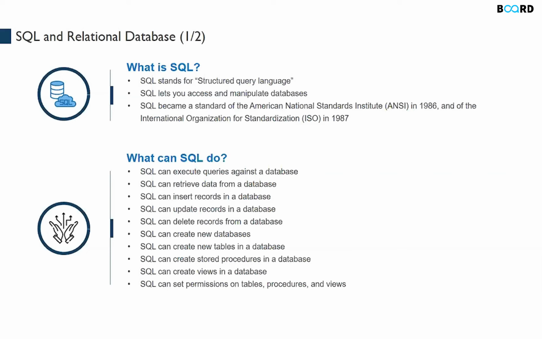And lastly, SQL can set permissions on tables, procedures, and views. So what does it mean? Let's say, for example, you're working for a bank, let's say HDFC Bank, right? Now, HDFC Bank has a lot of customer information, correct? And this information has to be very, very secret, right? Only a few people can actually access the information. Not all employees of HDFC should be able to access this information, correct? Now, HDFC has one database which has different tables. It has customer information, transaction information, marketing information, and its own finance information.